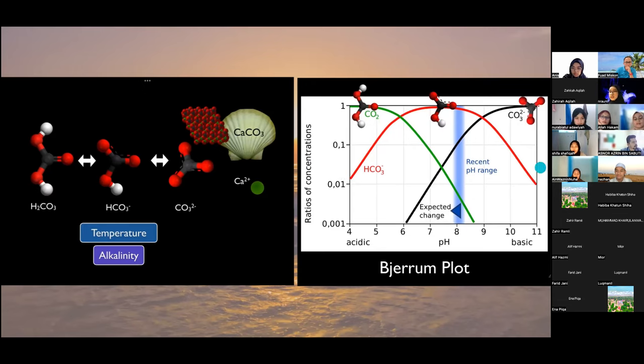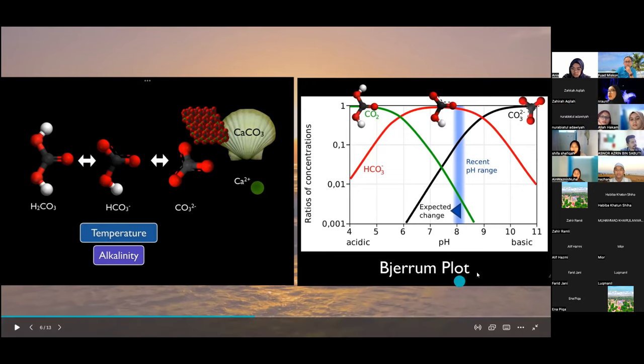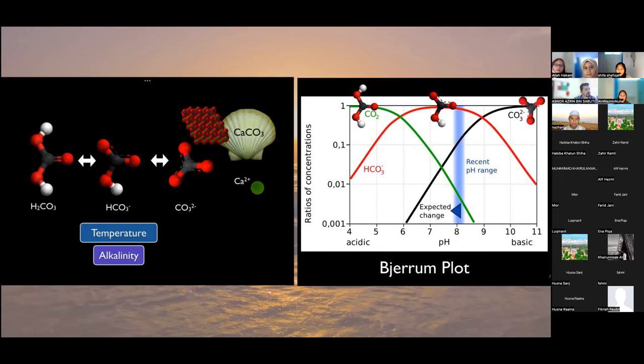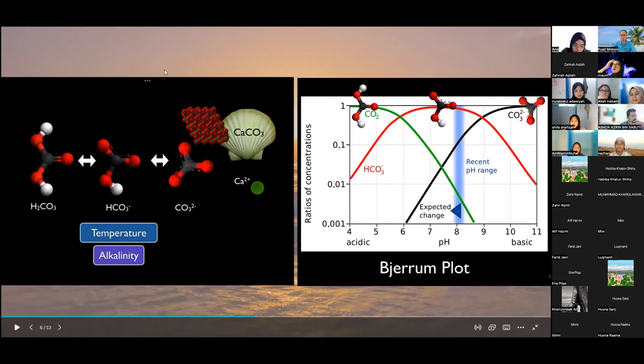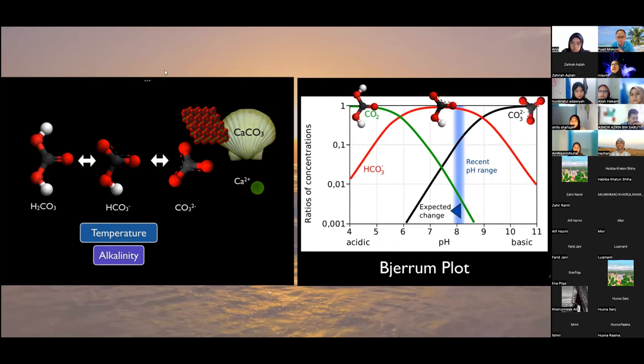On the right side, we see the Bjerrum plot. I suggest that is how we pronounce it. This graph explains, across different pH values from acidic on the left to neutral and basic, what the dominant form of carbon in the ocean is. In acidic conditions, the most dominant is carbon dioxide. When the pH is neutral, the most dominant is bicarbonate, HCO3, and in basic conditions it is the carbonate ions. It was predicted that by 2100, the ocean surface pH will be 7.8, which is around neutral, so bicarbonate ions will dominate.